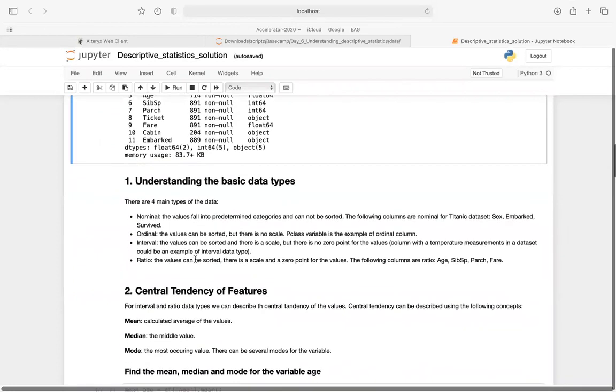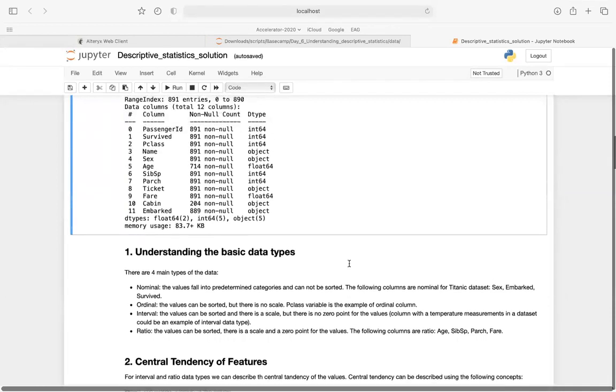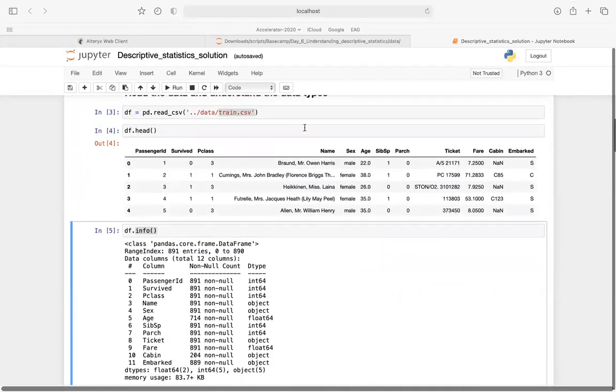Second type is an ordinal value. The values can be sorted. However, there is no scale. Again, values can be sorted. However, there is no scale to it. PC class is one of the examples of it.